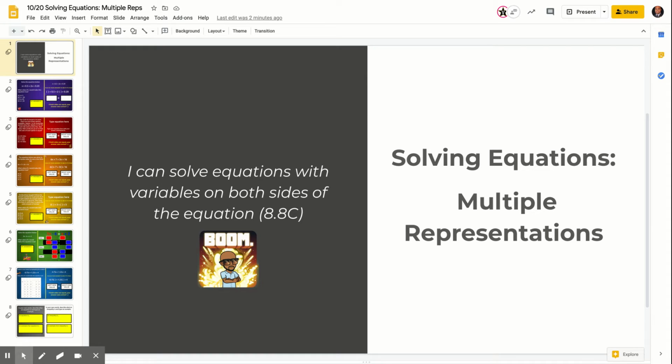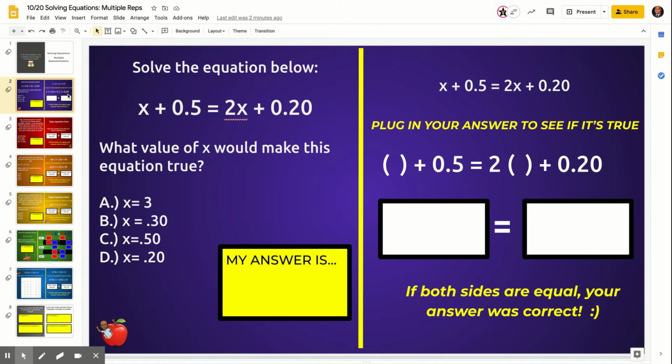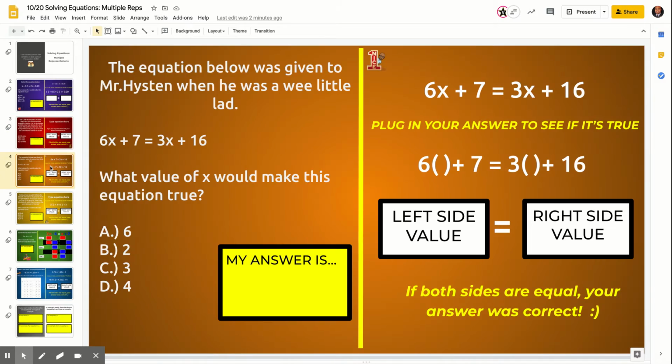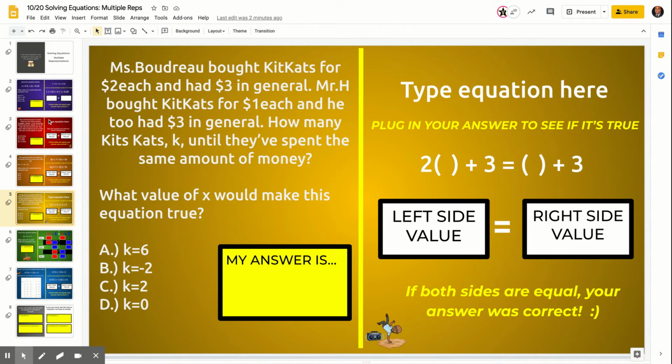Alrighty, ladies and gentlemen, I wanted to make a quick video on solving equations with multiple representations from Tuesday/Wednesday's assignment. I was going to prepare us for our test. So on the first slide, we have a purple box, then a red slide, then an orange slide, yellow. It's the colors of the rainbow.